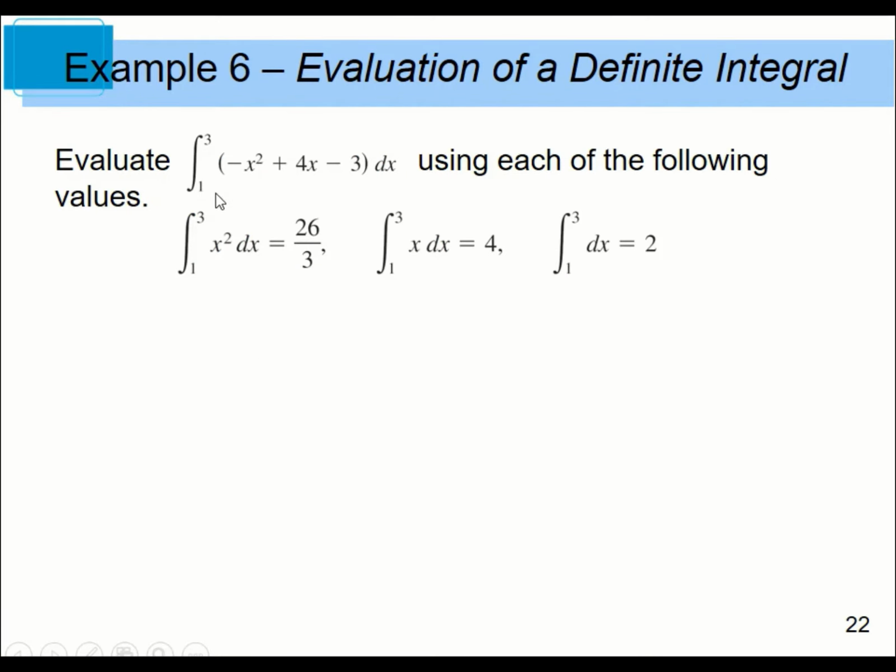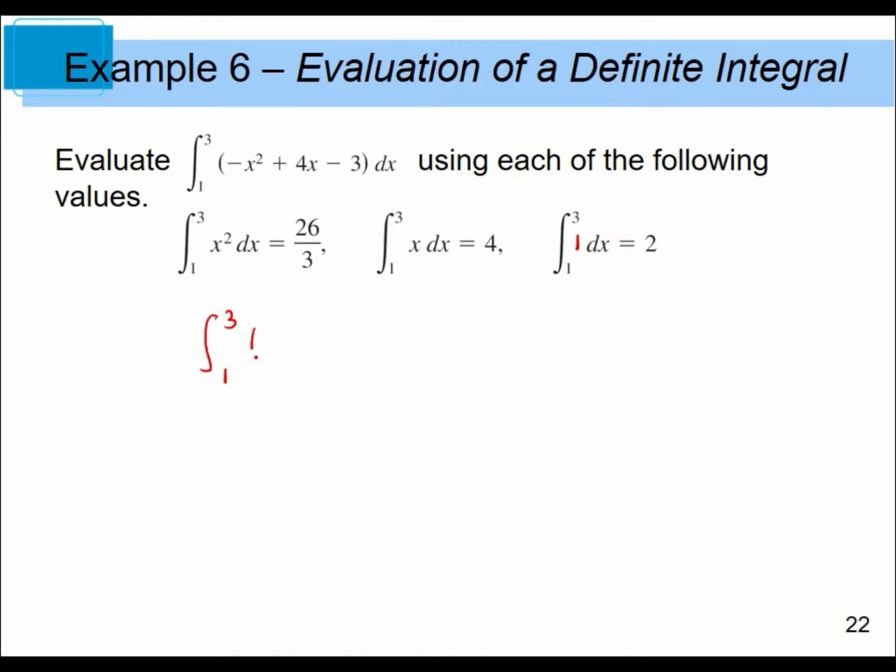Where we have this example: evaluate negative x squared plus 4x minus 3 with respect to x from 1 to 3, using the following values. When we integrate x squared from 1 to 3, we have 26 over 3. When we integrate x from 1 to 3 it is 4, and when we integrate 1 dx, when we have nothing here, it means that it's 1 dx, from 1 to 3, the answer is 2.